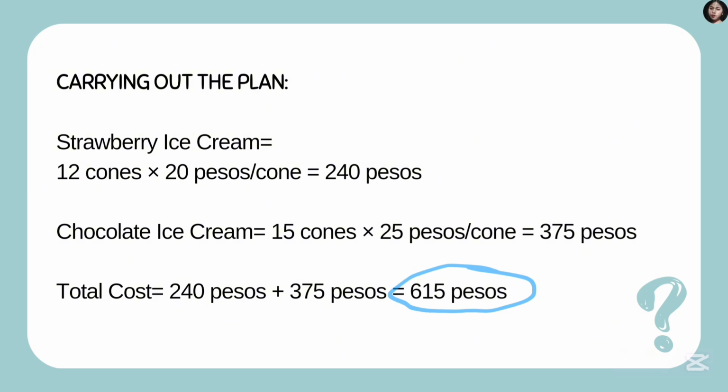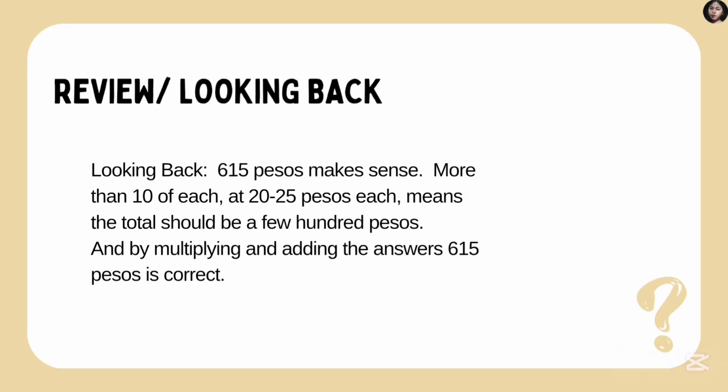So, strawberry ice cream cost 20 pesos per cone. Gusto ni Jenny bumili ng 12. So, 12 cones times 20 pesos per cone is equals to 240 pesos. Chocolate ice cream cost 25 pesos per cone. Gusto ni Jenny bumili ng 15 cones. So, 15 cones times 25 pesos per cones is equals to 375 pesos. So, para makuha natin yung total cost is i-add lang natin yung dalawa. So, 240 pesos plus 375 pesos is equals to 615 pesos.